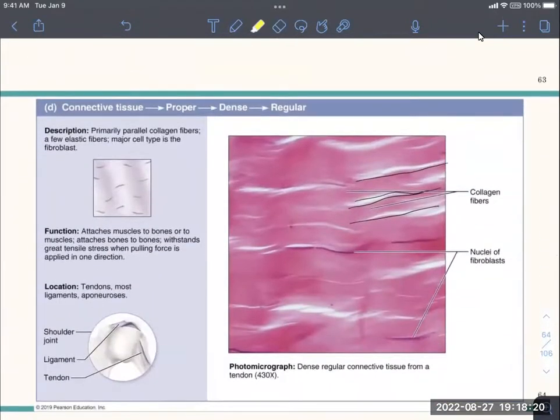So here's our dense regular connective tissue. You see lots of long fibers going through here. They're very closely packed together. That is what makes them dense regular, because they are very closely packed together.